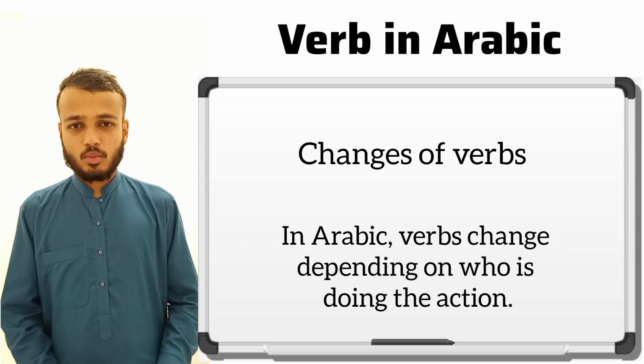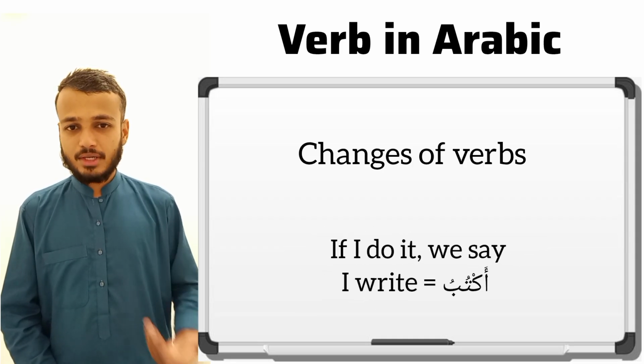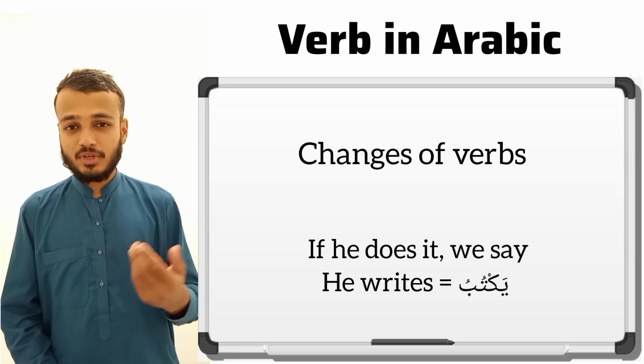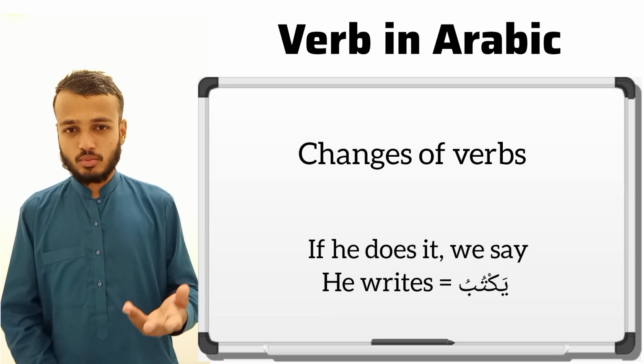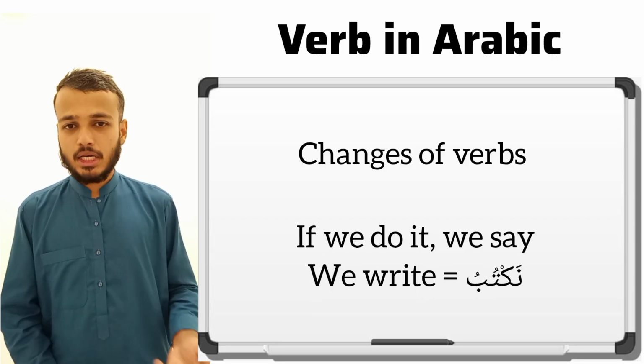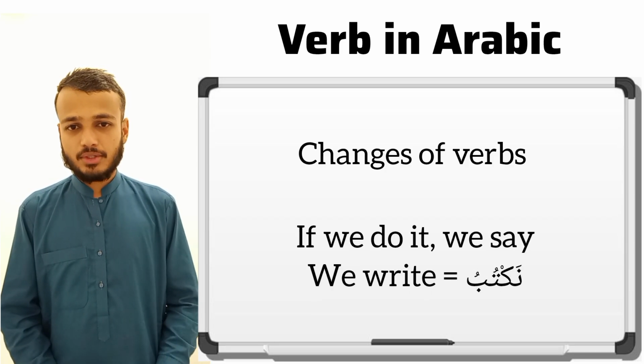In Arabic, words change depending on who is doing the action. For example, if I do it, I say aktubu, I write. If he does it, we say yaktubu, he writes. If we do it, we say naktubu, we write.